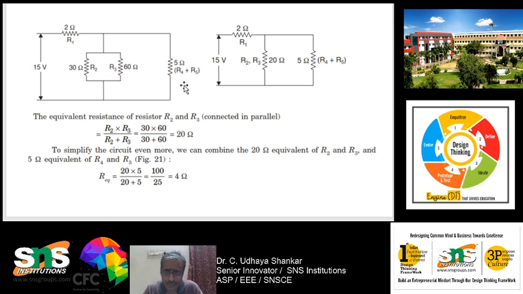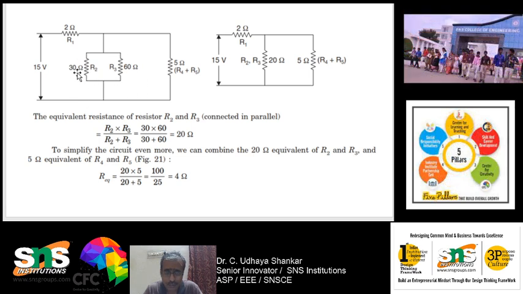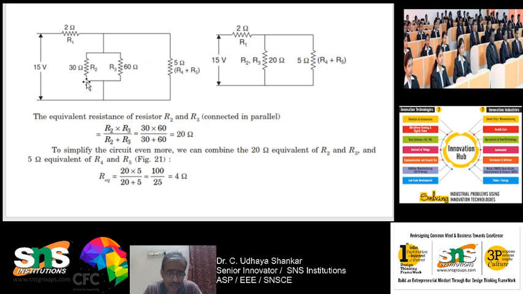The next step is, you can see that these two resistors are connected in parallel. So how to find the equivalent resistance? The equivalent resistance is 30 into 60 divided by 30 plus 60. This is the formula for resistances connected in parallel: R2 into R3 divided by R2 plus R3. So 30 into 60 divided by 30 plus 60, which is nothing but 20 ohms.